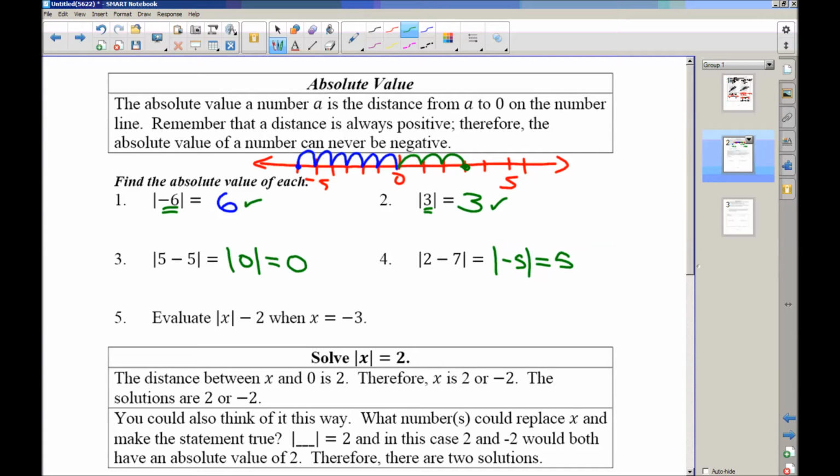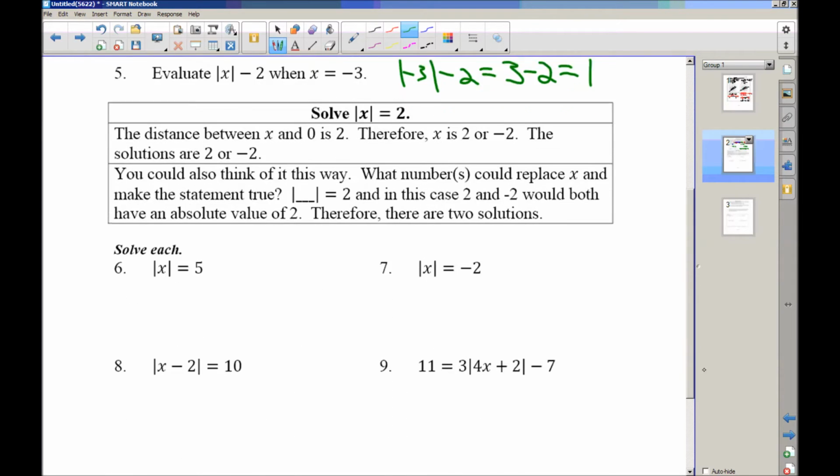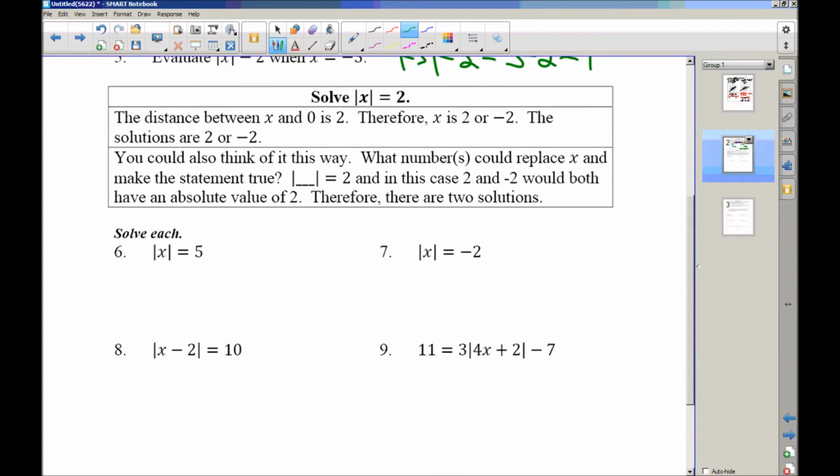All right, evaluate the absolute value of x minus 2 when x is equal to -3. So this just says replace x with -3 and then work out the resulting math statement. So this will become 3 minus 2, which is 1. Remember, absolute value is a grouping symbol, so we must do that part before we do the subtraction.